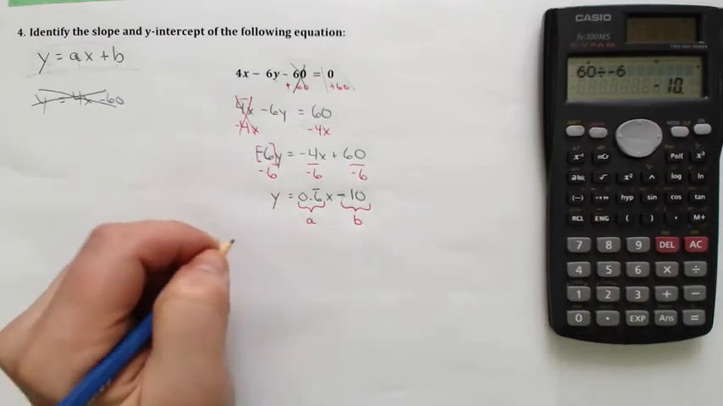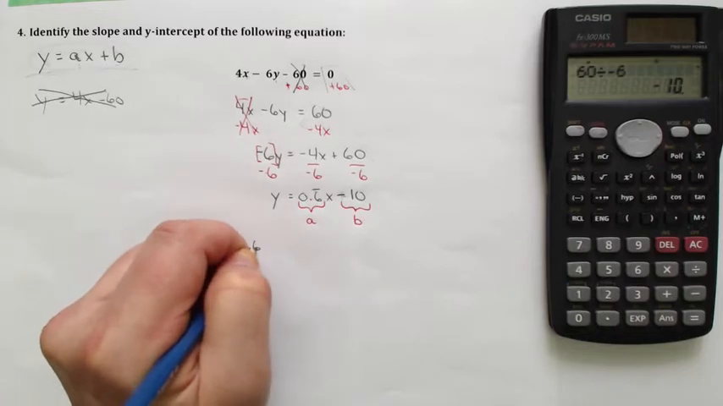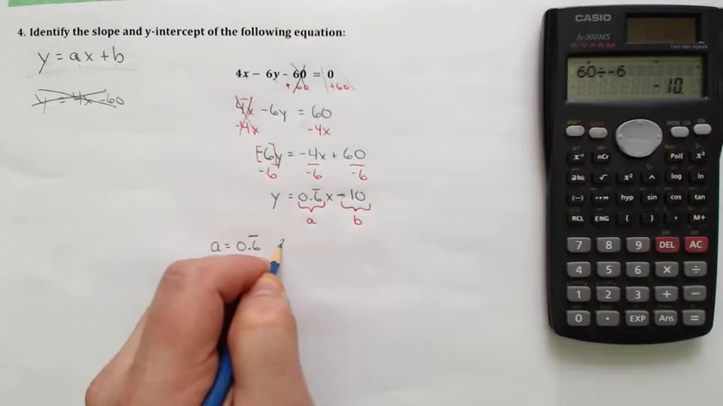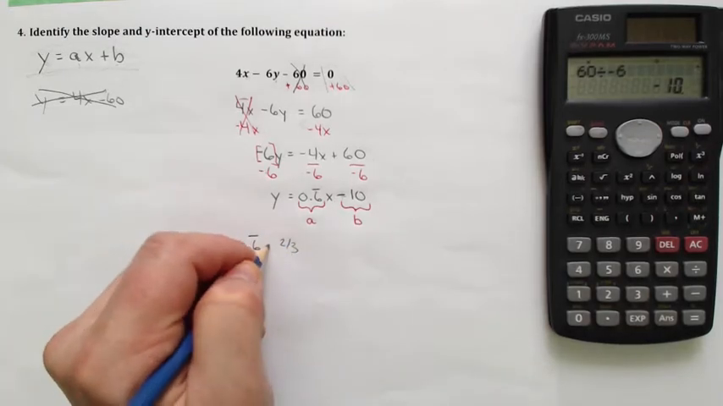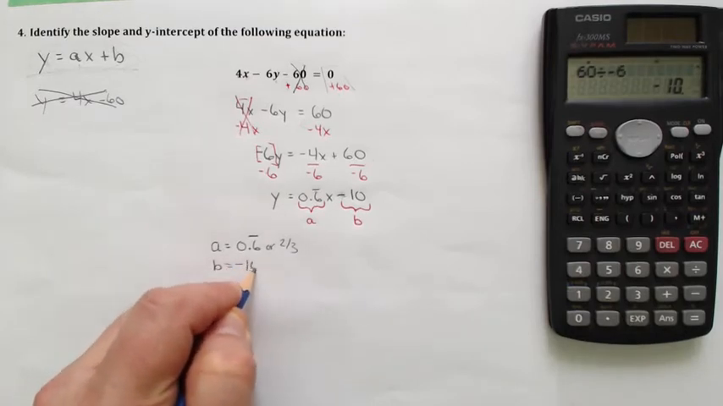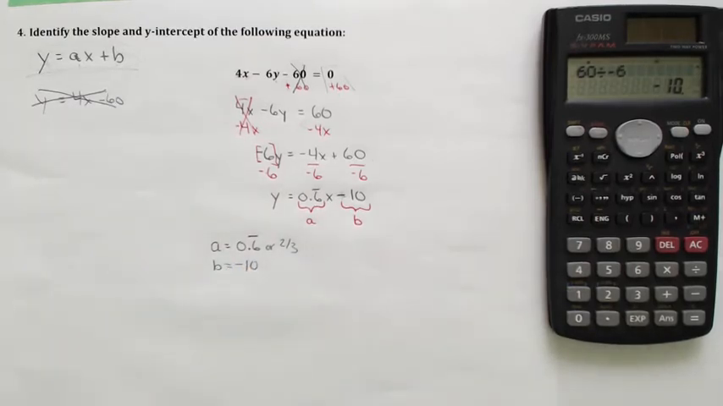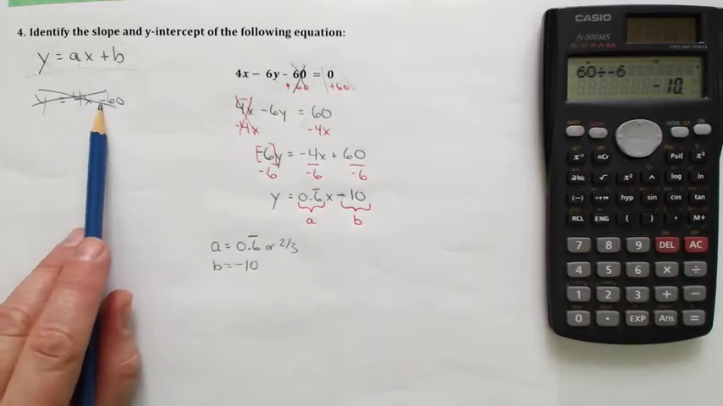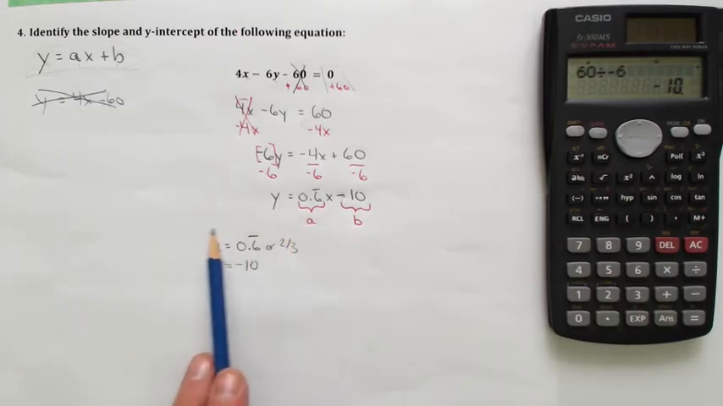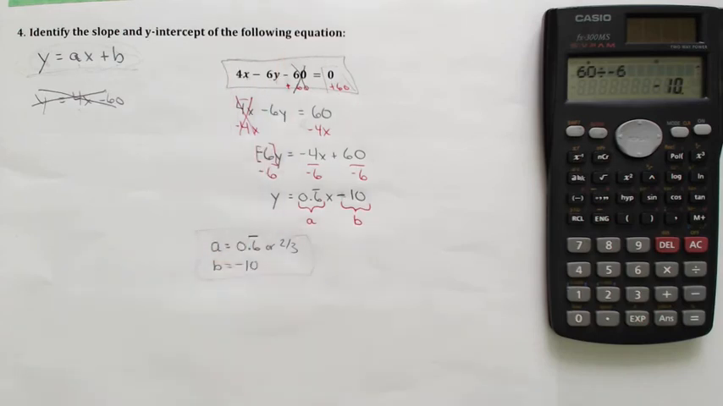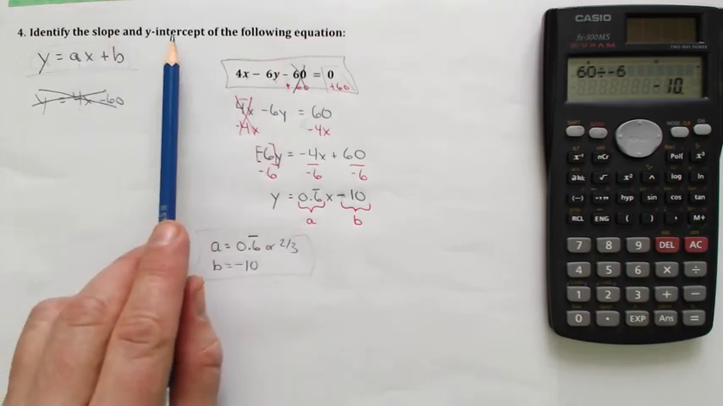So to identify the slope, a is equal to 0.6 repeating, and if you're a fraction person, 2/3. And the b, or the initial value, is -10. And you can see right away, the a is not a 4 and the b is not -60. These are your answers. Okay, so the bottom line is use your rules of algebra, isolate your y before you try to read your slope and your y-intercept.